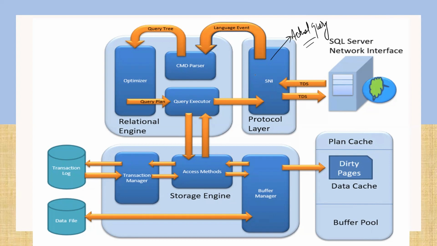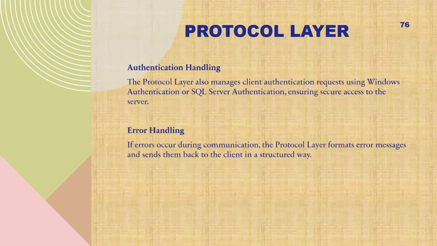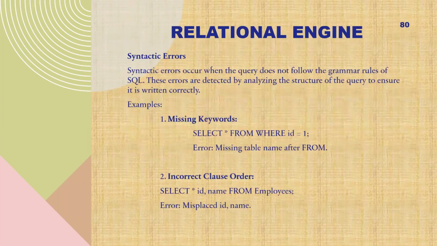So what will happen after that? From the protocol layer, it will move to the CMD parser with the help of the language event. So what will happen in the CMD parser? In the CMD parser, we will have two checks: a syntactic check and a semantic check.